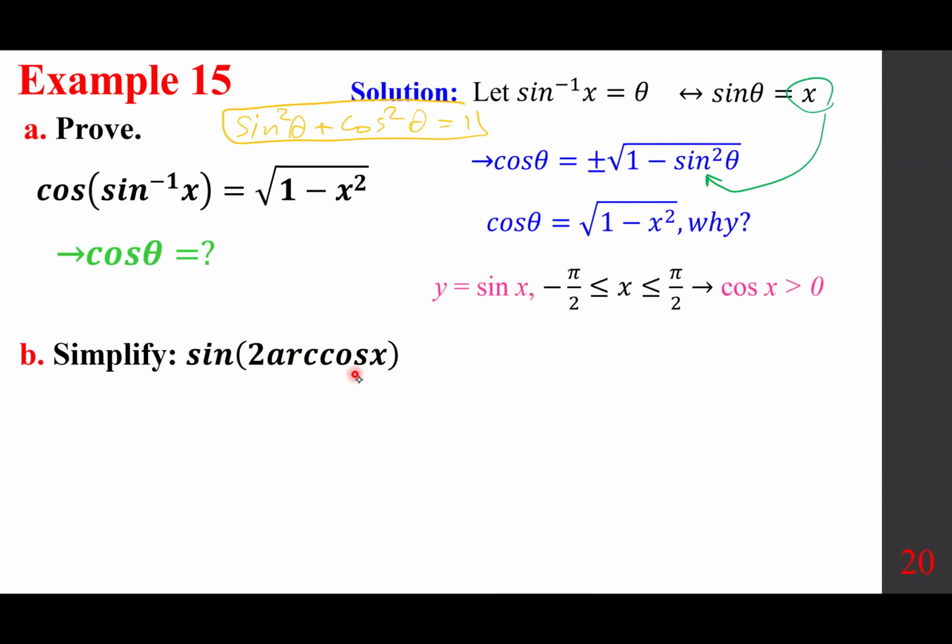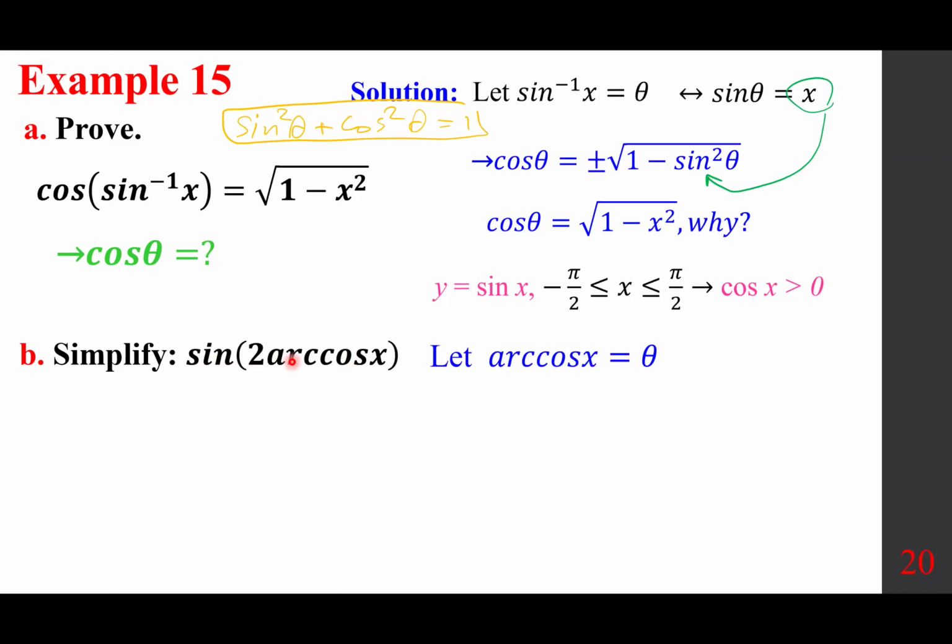Simplify sine of 2 arc cosine x. By the way, we can go with sine inverse or arc sine. We can also go with cosine inverse or arc cosine. That means the same thing. So again, we are going to do what we did here. We let arc cosine x be alpha, beta, gamma, for example, theta. By definition of an inverse function, of course, means cosine theta is x.